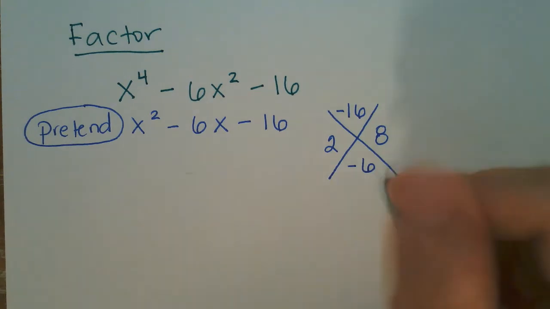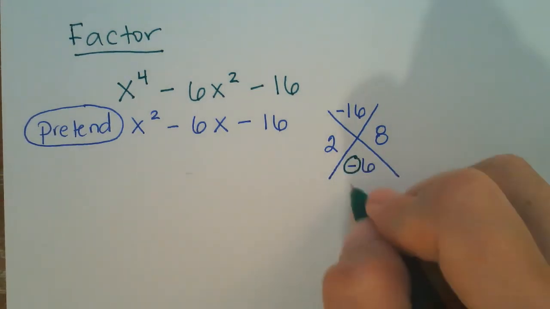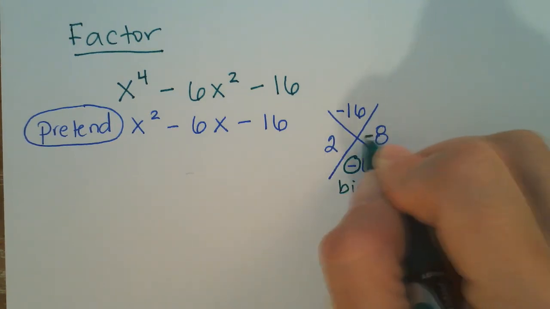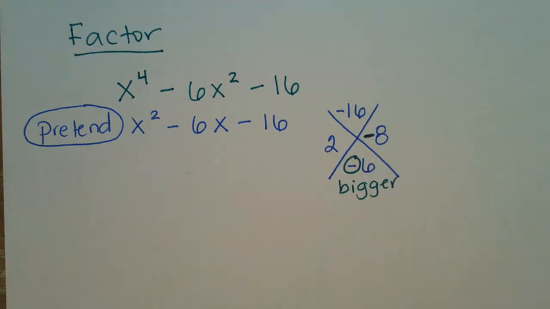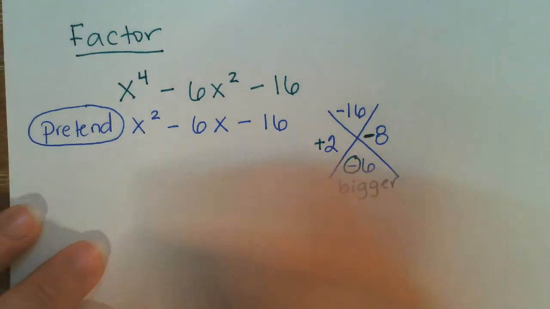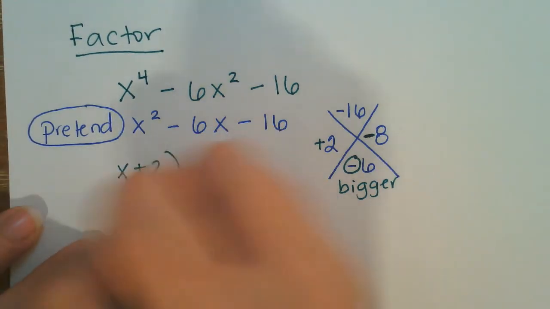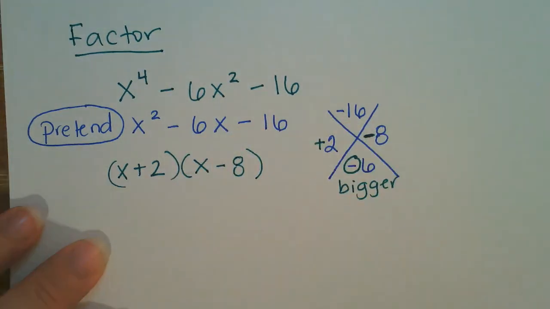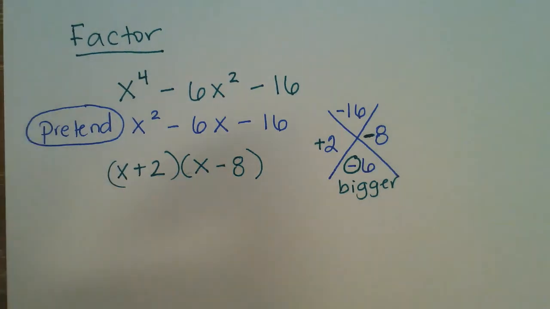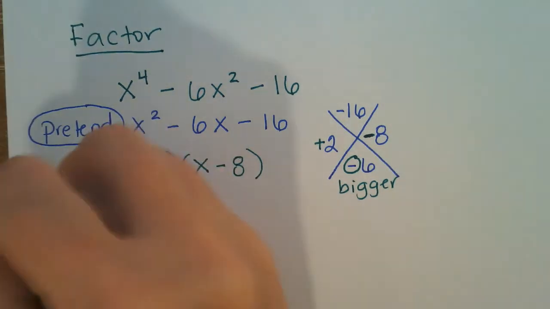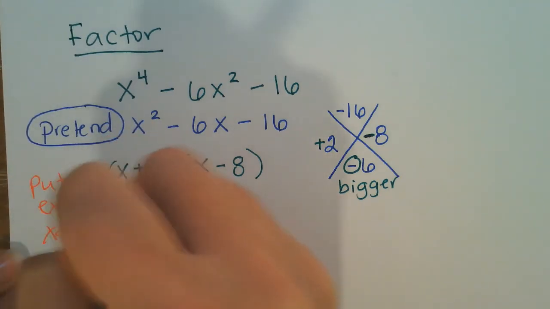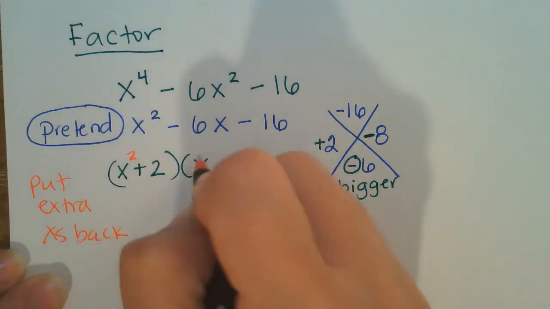Now, looking at this sign right here, that tells me that the bigger number is going to be my negative because this bottom number is negative. And this one will be positive. So I have x plus 2 and x minus 8. Don't forget to put the extra x's back. So I put 2 here and 2 here.